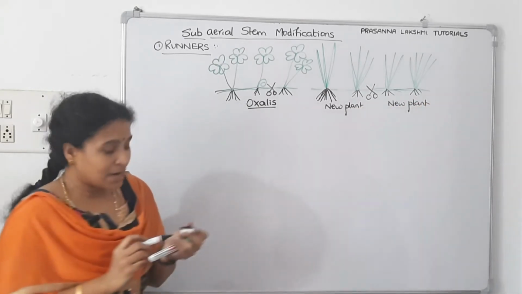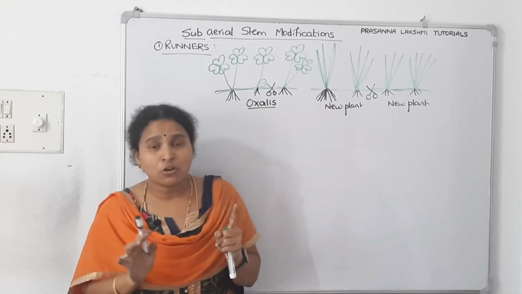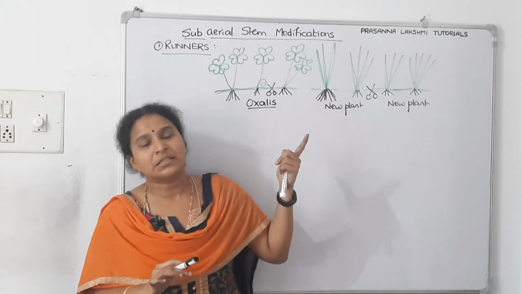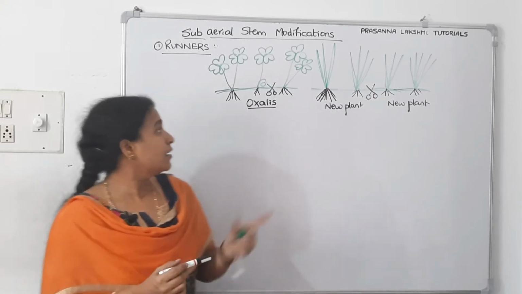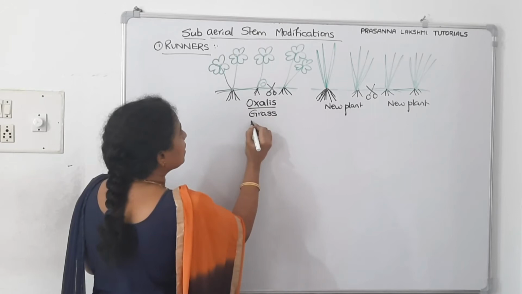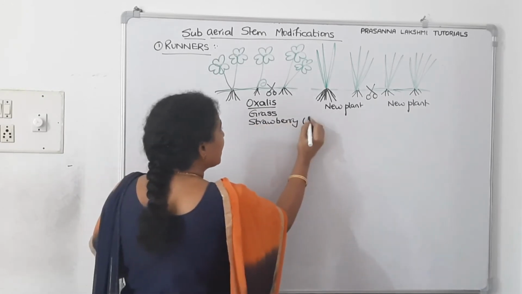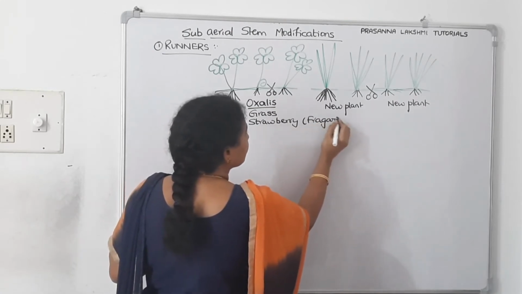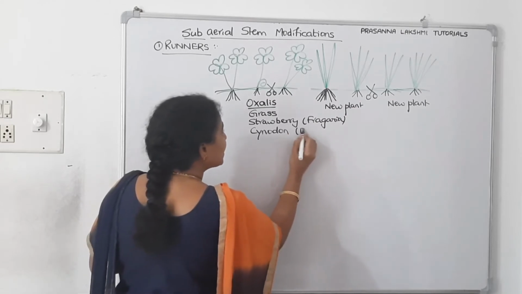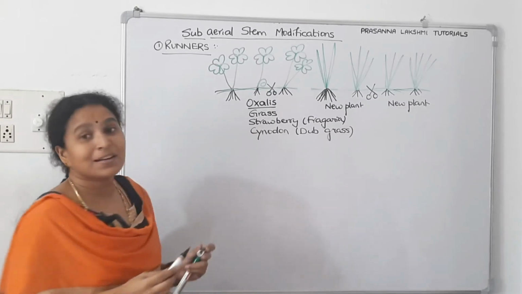So what do you mean by runners? They are weak stems, they crawl on the ground. And wherever they touch at the node, they make their adventitious roots and they can spread to new niches, new places. That is called runner. Examples for runner, we have taken oxalis and we can list down grass also. We can list down strawberry. Strawberry, the scientific name is Fragaria. And Cynodon, dub grass. Cynodon means dub grass. So these are the examples for runners.